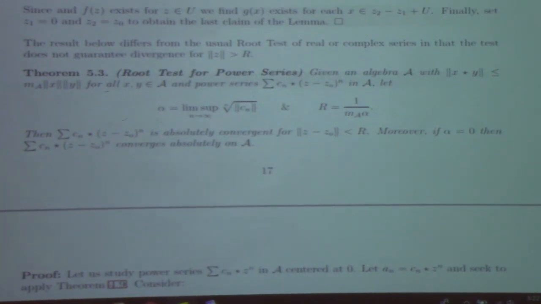See, in the regular root test for power series, there's another sentence which says that, first of all, the m sub a is nowhere to be found. It's just 1 over alpha. Second of all, it says that if you're beyond 1 over alpha, your series does what? It diverges if alpha is finite. Nothing about divergence here. Of course, also nothing about the boundaries. There's still all the fun stuff that can happen on the boundary, just like in the usual case, but nothing about divergence here.